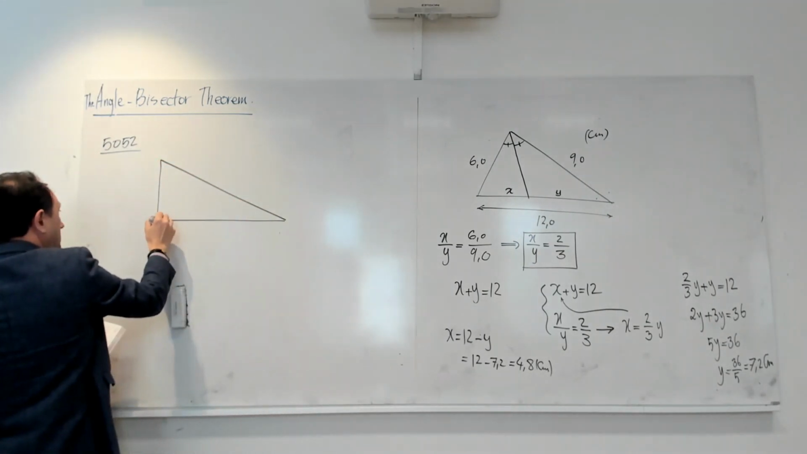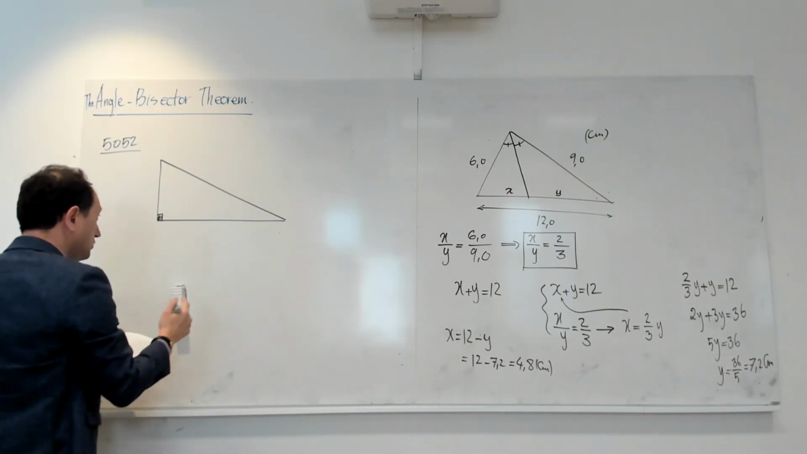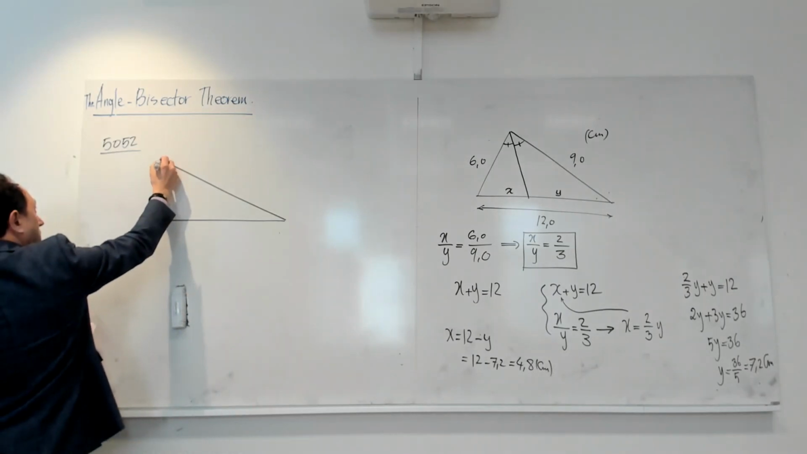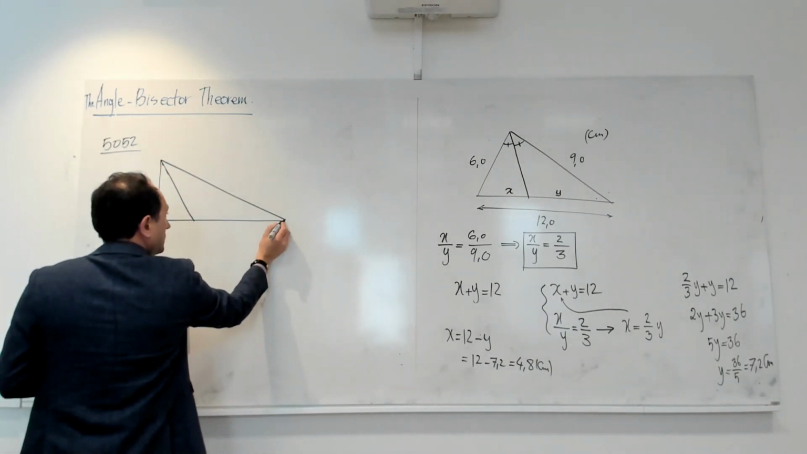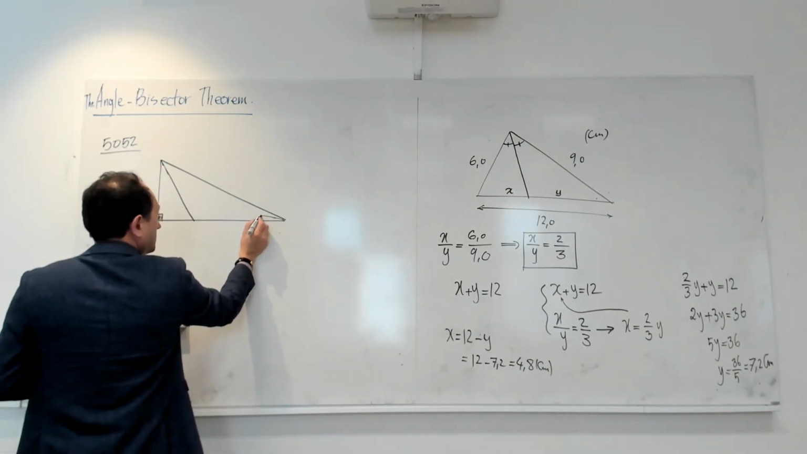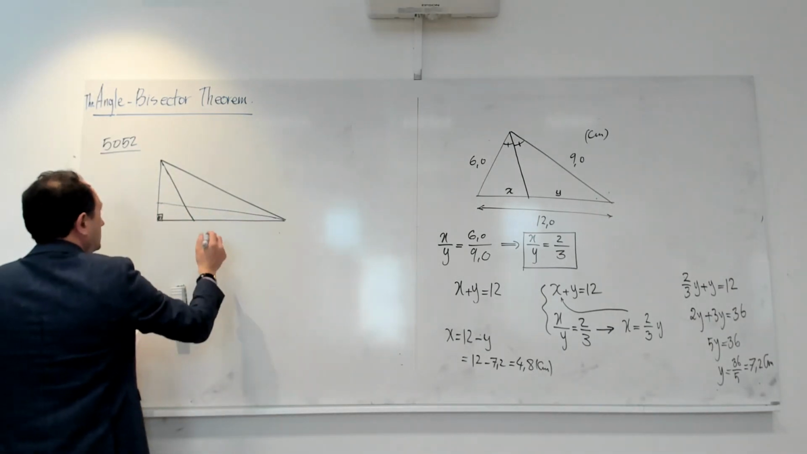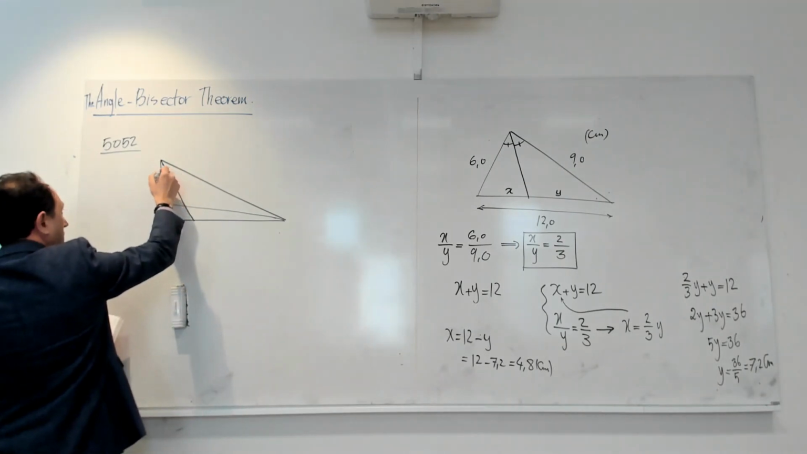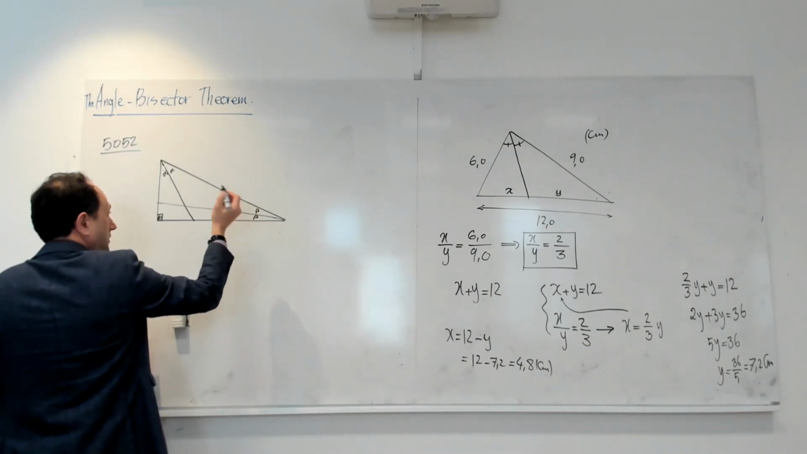This angle is 90, and then they have drawn two angle bisectors, one for this one, something like that. This is an angle bisector here. There is also another angle bisector of this one. Let me call this one alpha, they haven't called it, but I am calling it myself. Alpha, alpha, they are the same. Beta, beta, they are also the same.